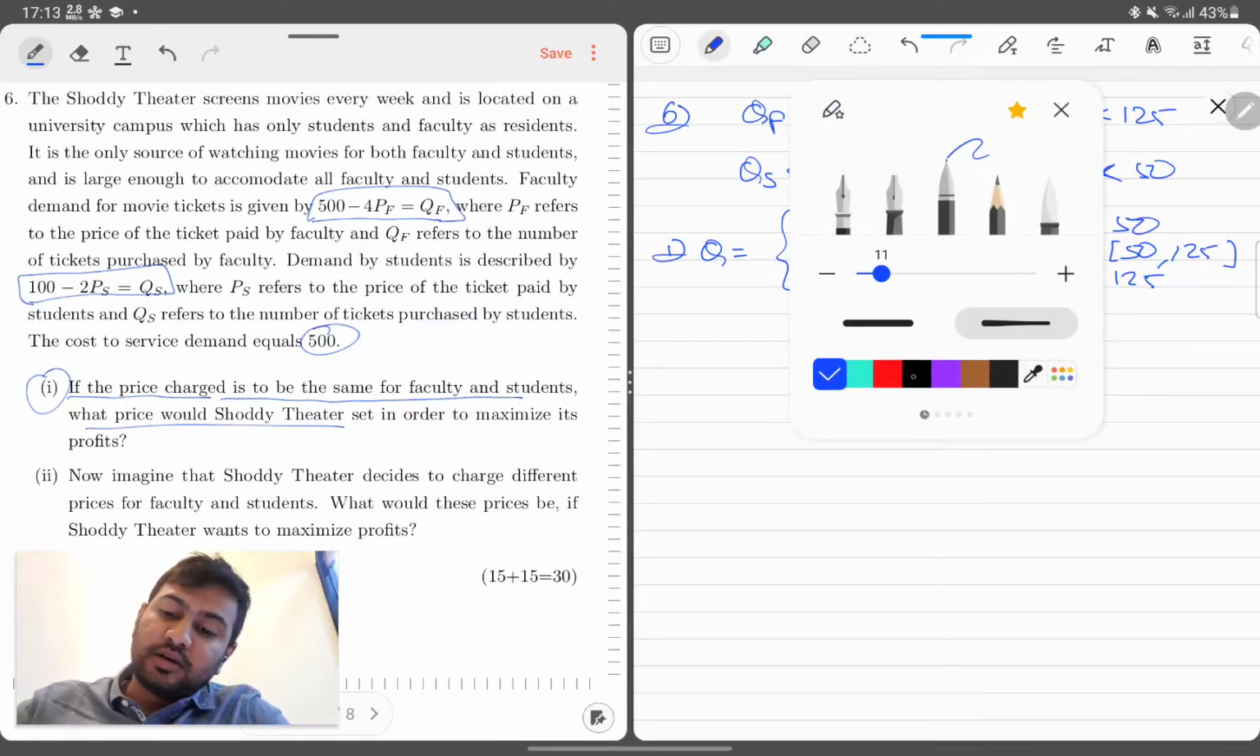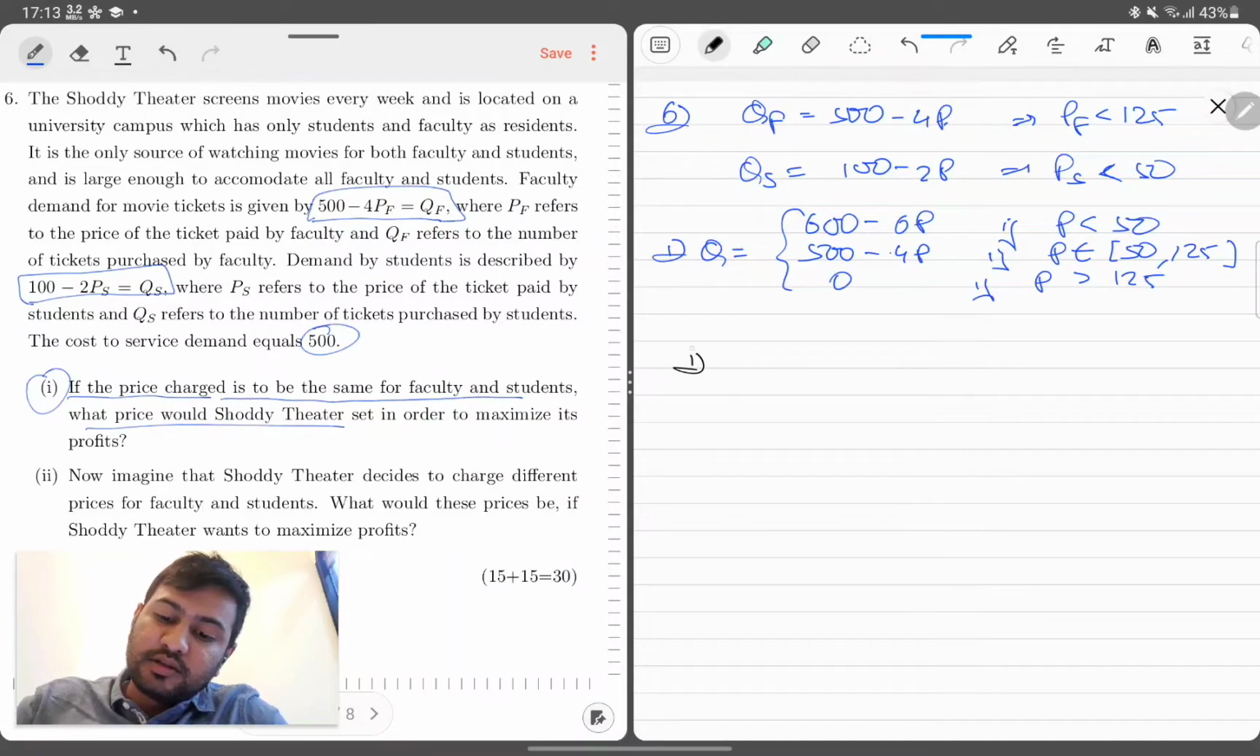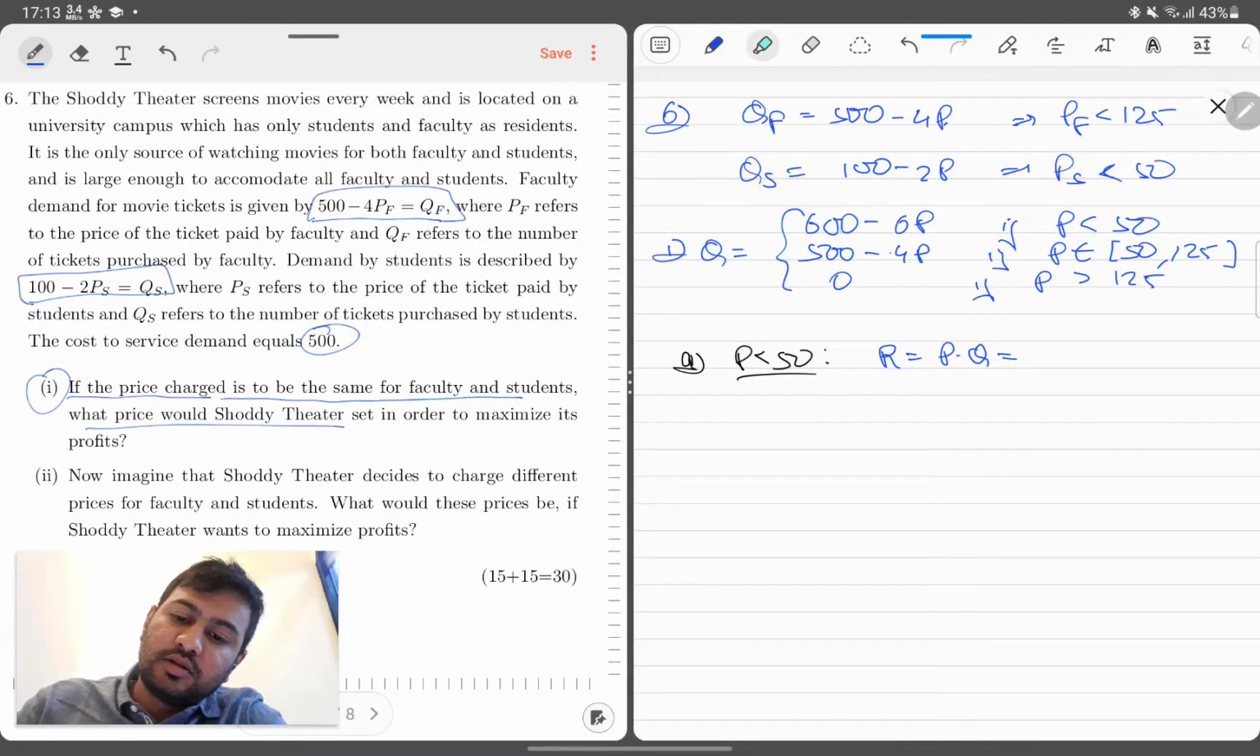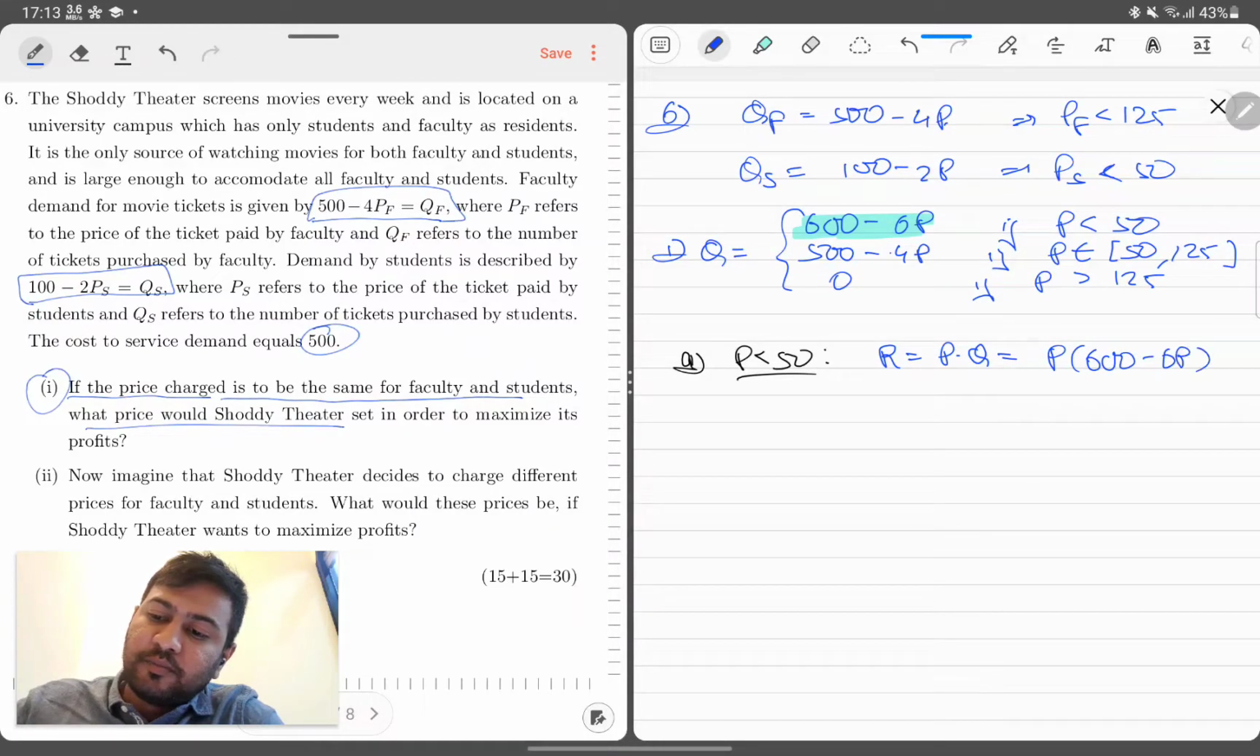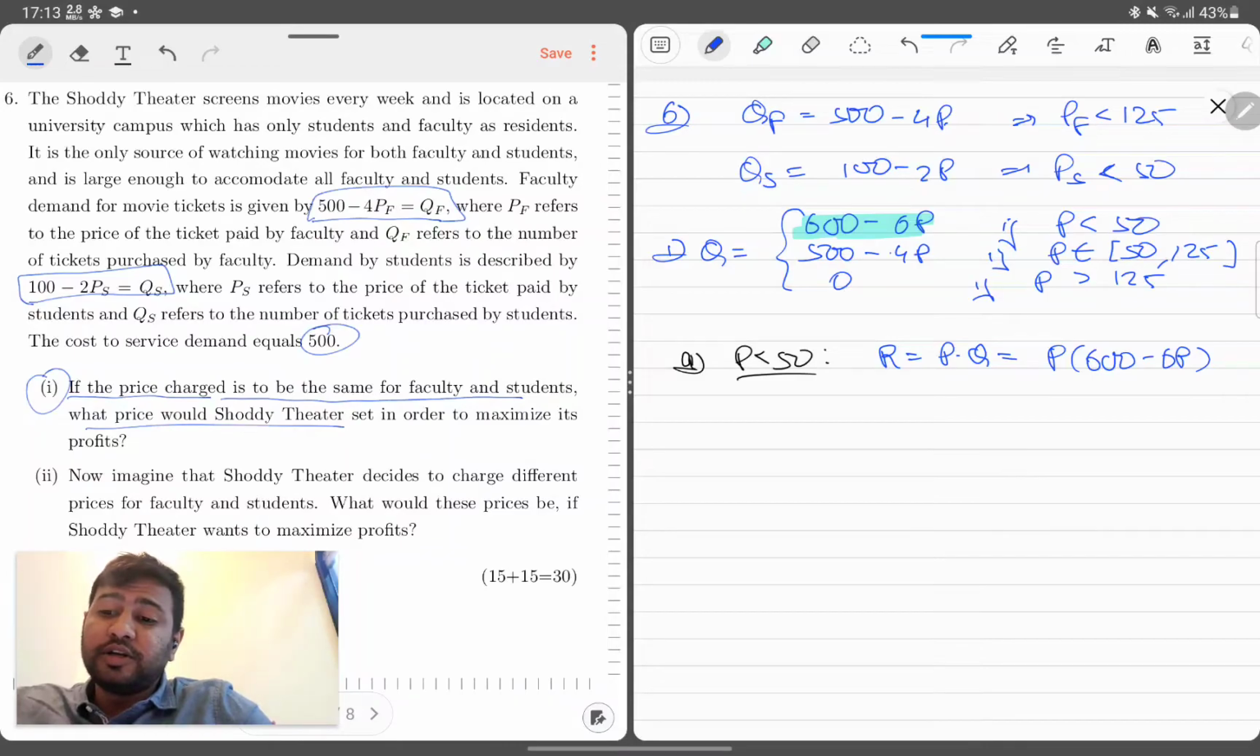So let's build the cases. Let's call the first one case A. Case A is when price is less than 50. In this case, your revenue is price into quantity, and we are in this zone right now, so it is price into 600 minus 6P. Now you can convert this into quantity terms, but you can keep everything in terms of prices as well.